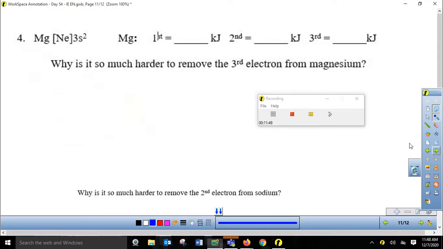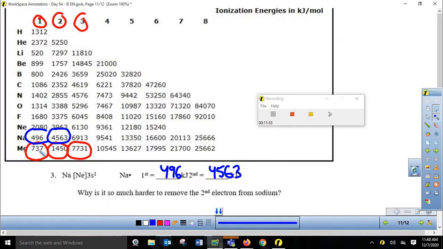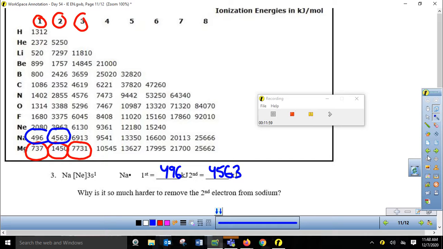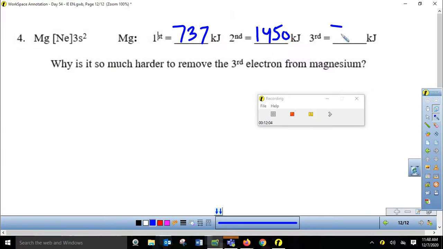All right, for the magnesium, looking at the numbers here. For magnesium, first electron takes 737 kilojoules of energy. Second electron stolen is also from the outside. It takes about 1,450 kilojoules of energy. And then that third electron comes from the inside, comes from the second energy level. It takes a tremendous amount of energy, 7,731 kilojoules of energy.